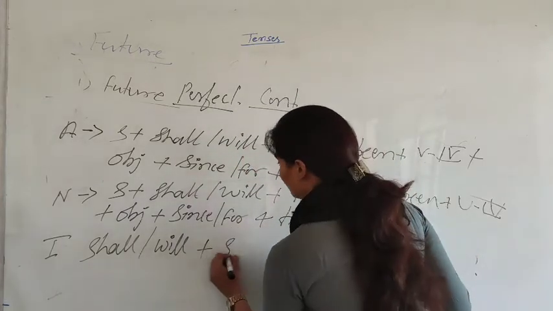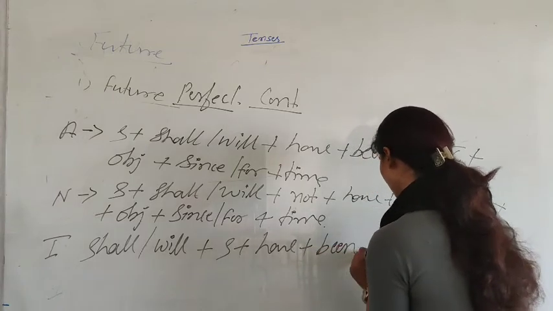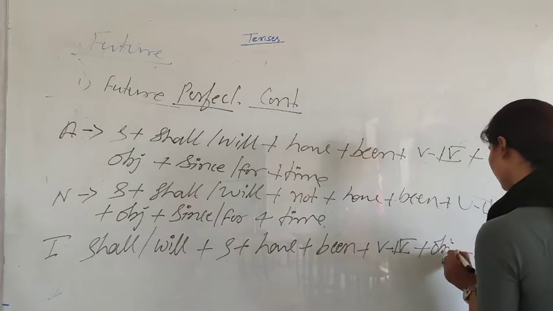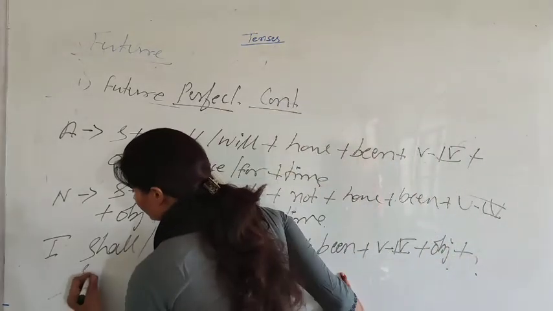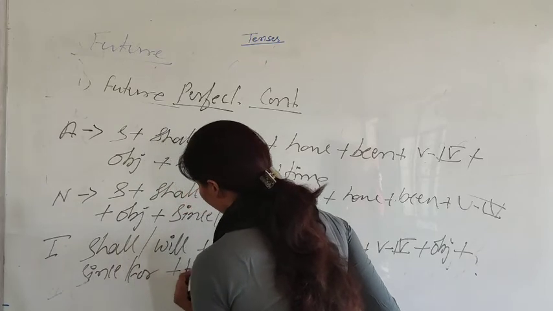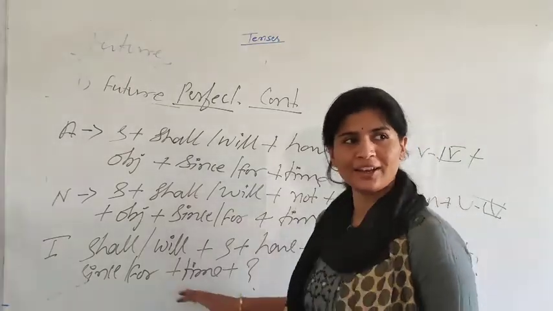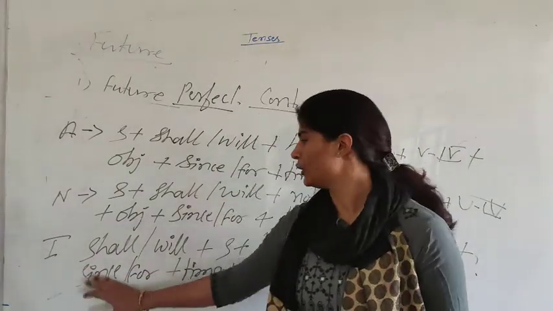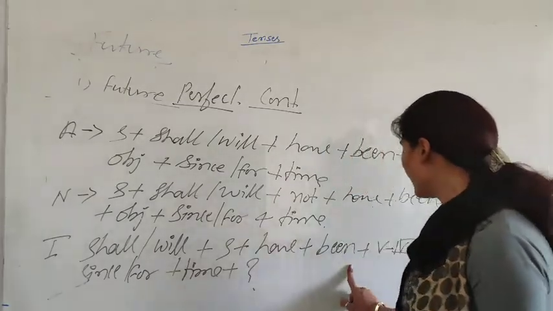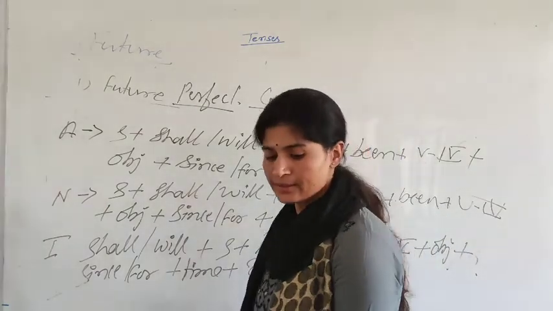plus subject plus have plus been plus verb fourth form plus object plus since/for plus time and last the question mark. The next one is interrogative negative, that is your shall/will plus subject plus not plus have been plus verb fourth form plus object plus since/for and plus time.